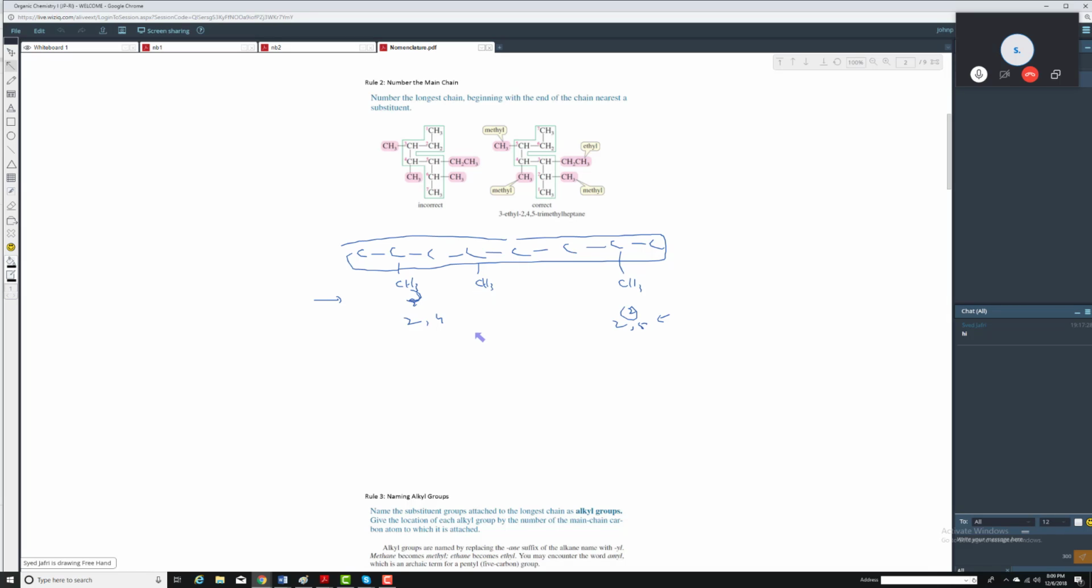So if the first branch is at the same position, look at the second one. Let's see, the second one is nearest here, so I'm going to go by this method. Is it clear?